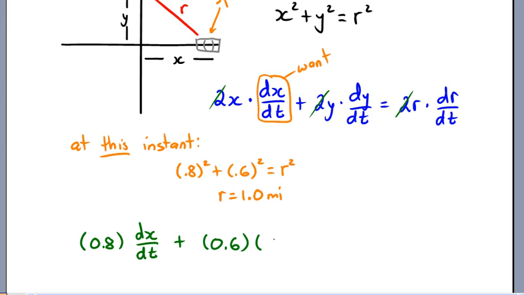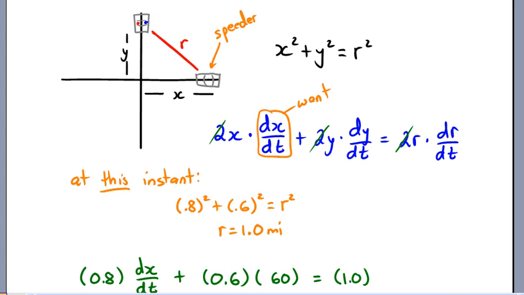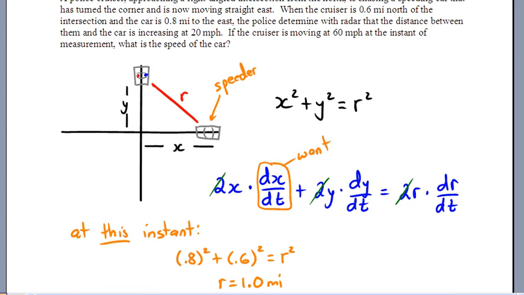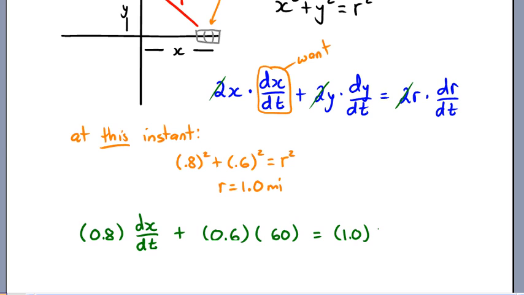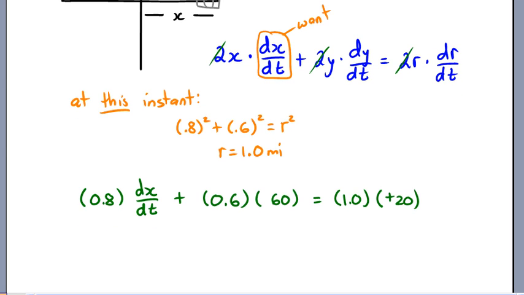So, okay, 60 equals the current r value, 1. And then the dr/dt, how fast is that radar saying the distance is changing? And it says it's increasing at 20 miles per hour. So I'm going to go down here and say, yep, it's growing at 20 miles per hour. And this is not right, and it will actually give you the wrong answer because of one little issue.